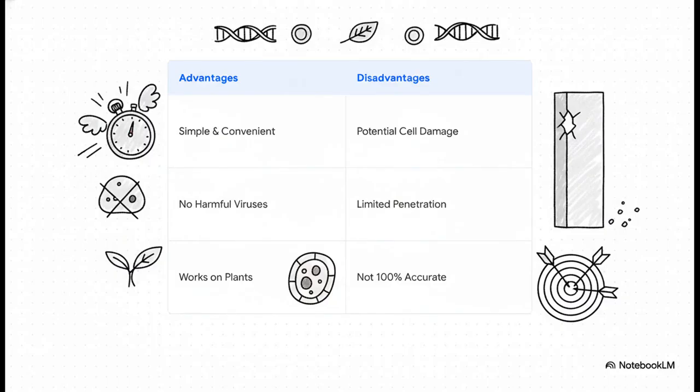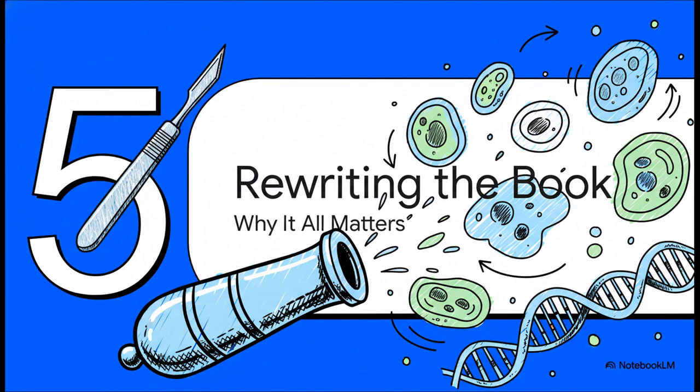The big plus here is that it's fast and relatively simple. You can hit a ton of cells all at once, and it's especially useful for things like plants that have really tough cell walls. But the downside is pretty obvious, right? It's a brute force approach. You're blasting cells. So yeah, it can cause a lot of damage, and you can only really get to the cells on the surface.